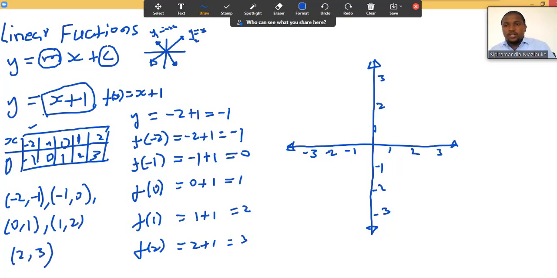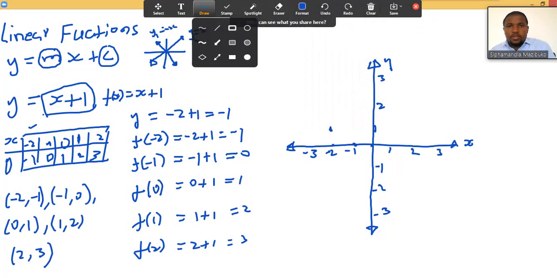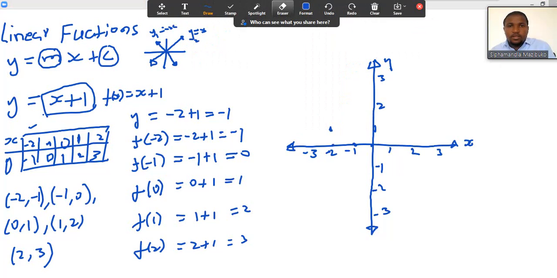So sorry, I made a mistake here. Let's start afresh. It's actually minus 2 for x, which is to minus 1, so it should be the other way around.